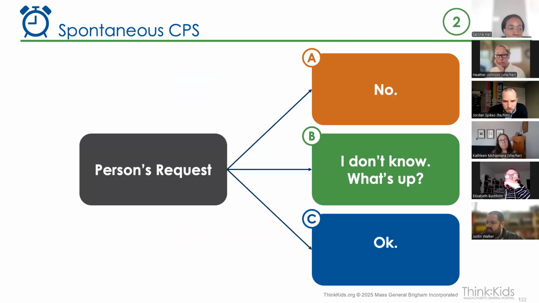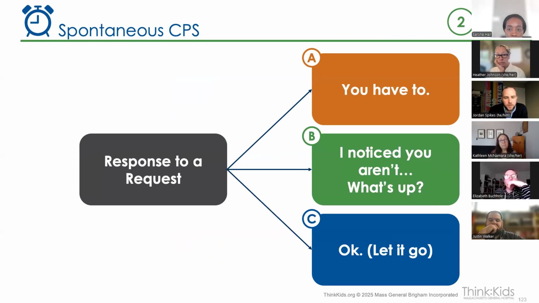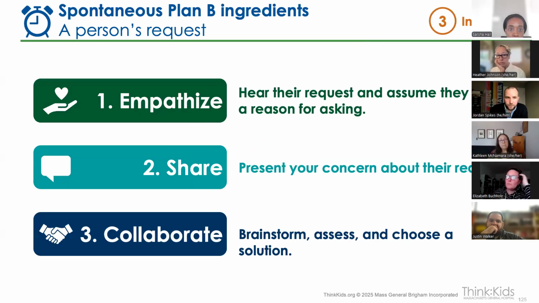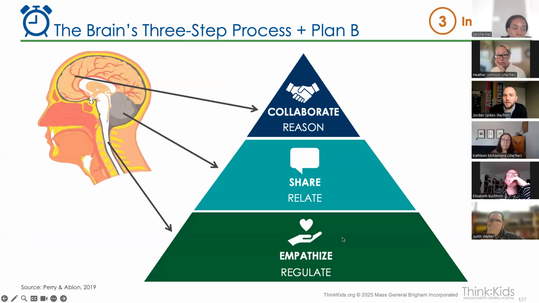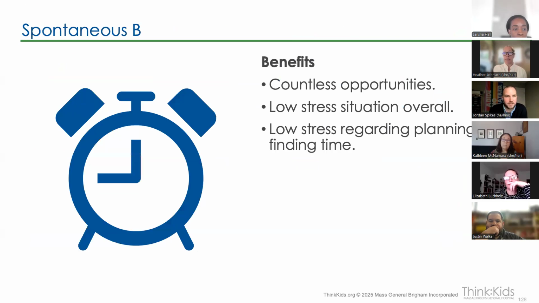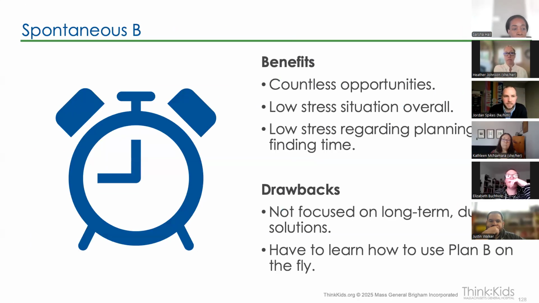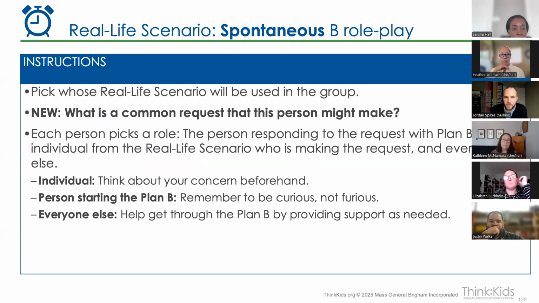I'll get to that in just a second. And then same thing for response to a request. So we've gone through assessment. Now we're in planning. Now we're in the intervention piece. Reminding people of the three ingredients: hearing their request and assuming they have a reason to ask, presenting your concern about the request, brainstorm, assess, and choose a solution, right? So it's just breaking it down in the context of this. Same thing as if it's a response to a request, reminding people of the order of ingredients and the reason it's there because of our brain's process, talking about the benefits of spontaneous, drawbacks of spontaneous, then a role play.